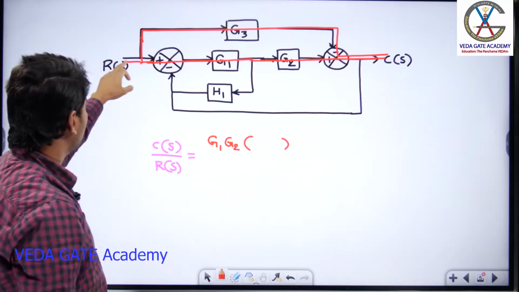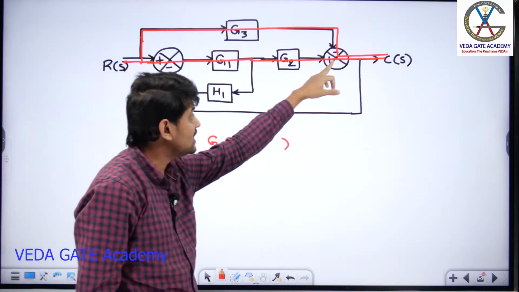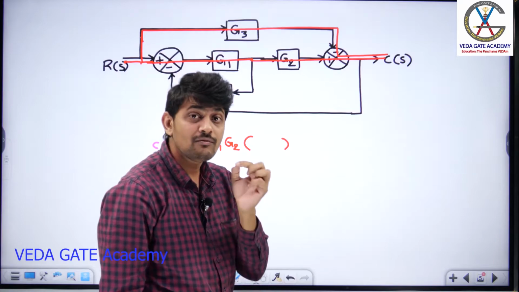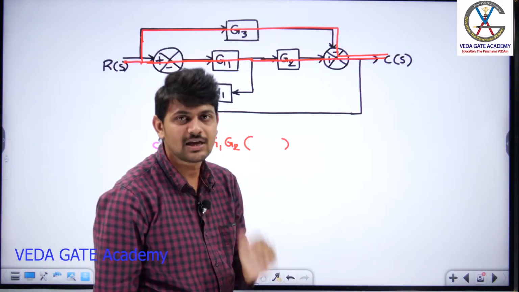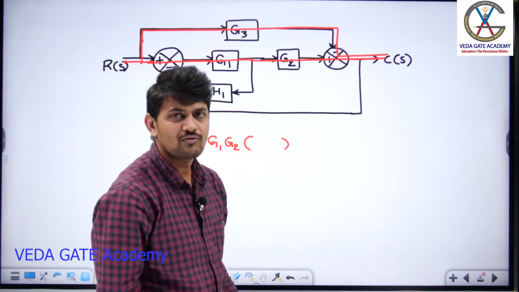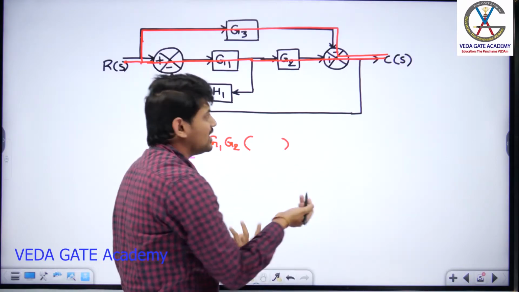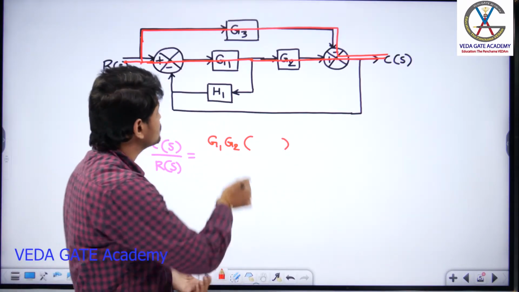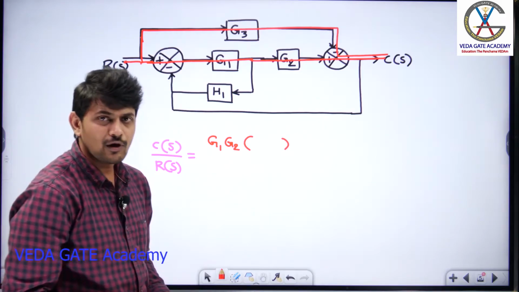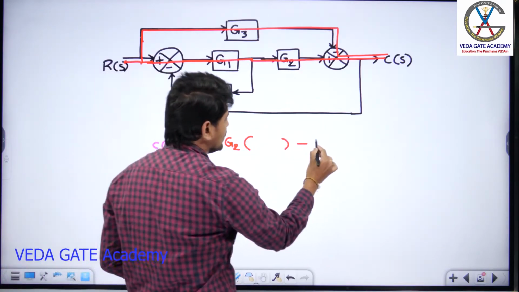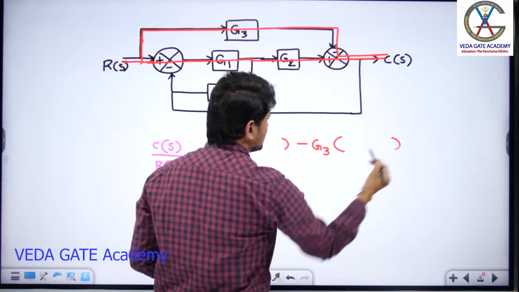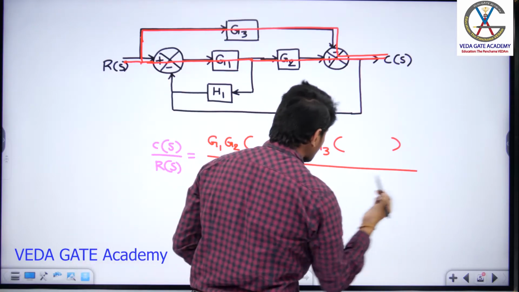If you observe here, the gain, here you will have G3 and there is a minus sign. You need to be very, very cautious about the signs available at the summing point, otherwise the product of the forward path gain will change its sign, right? So now, can you tell me what is the gain of this forward path? G3 into minus, so you are going to get minus G3 into delta 2 divided by delta.